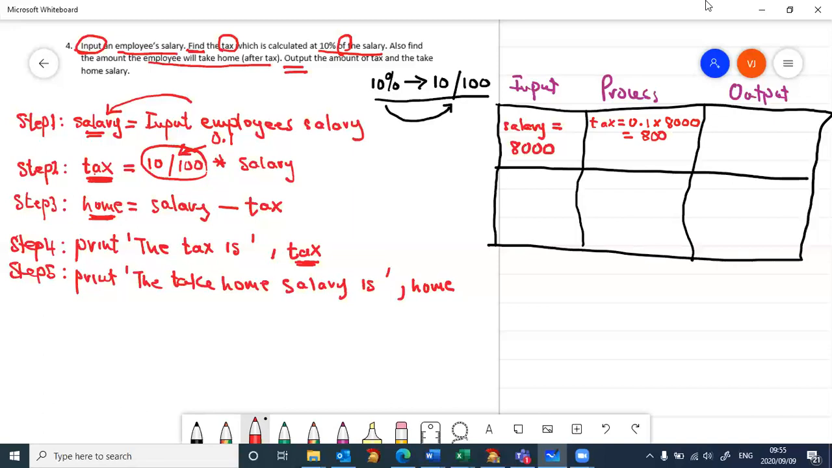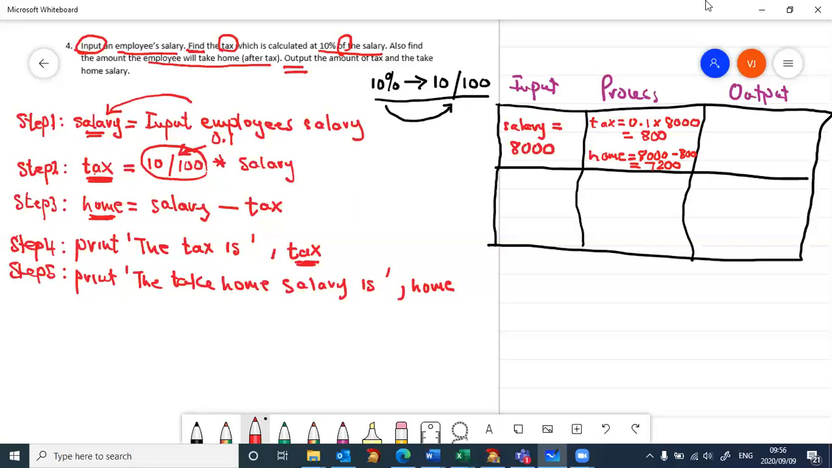Then how much is the amount that we take home? So home is equal to the salary, which is 8,000, minus the tax, and we worked out the tax to be 800. There we are. And if we work out 8,000 minus 800, we're going to get 7,200. That gives us an amount of 7,200.